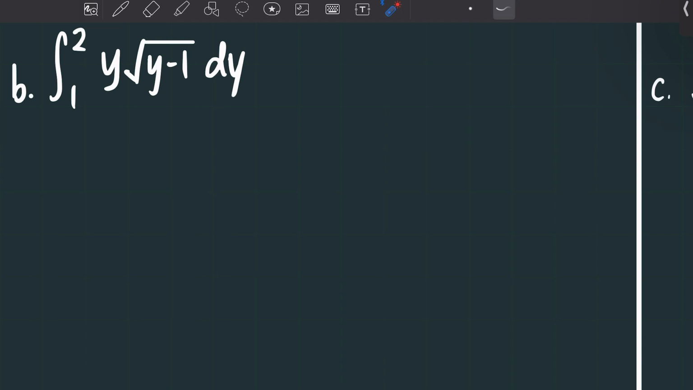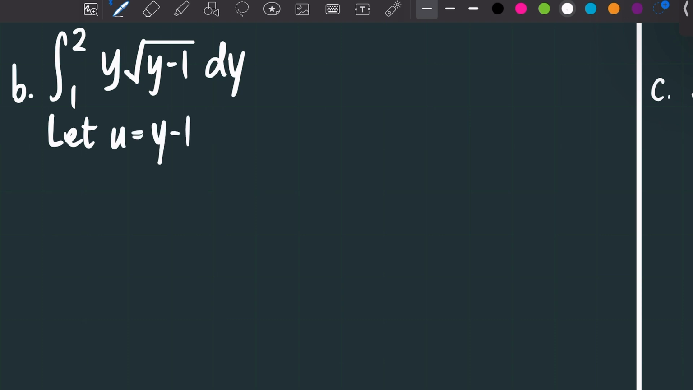So, let's try and solve this one. So, meron kang y sa labas, tapos sa loob ng square root, you have y minus 1. And pagdating sa square roots, napaka-problematic ng mga plus and minus since hindi naman natin na-split yung square root kung ganun. So, what we do, we apply a u substitution para sumimple yung nasa square root. So, let u be equal to y minus 1.